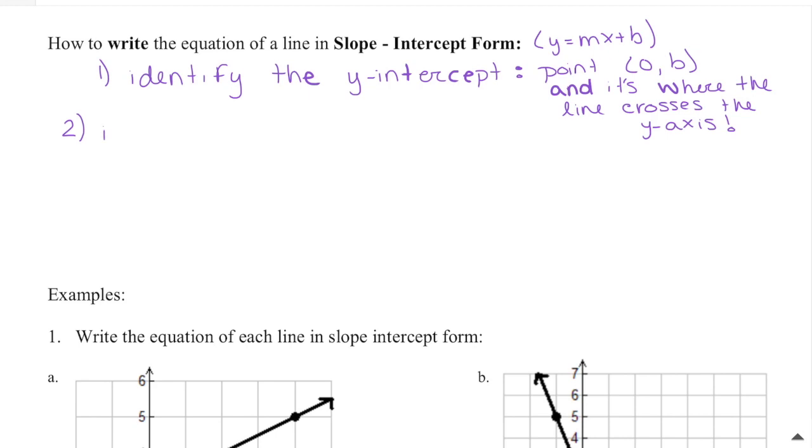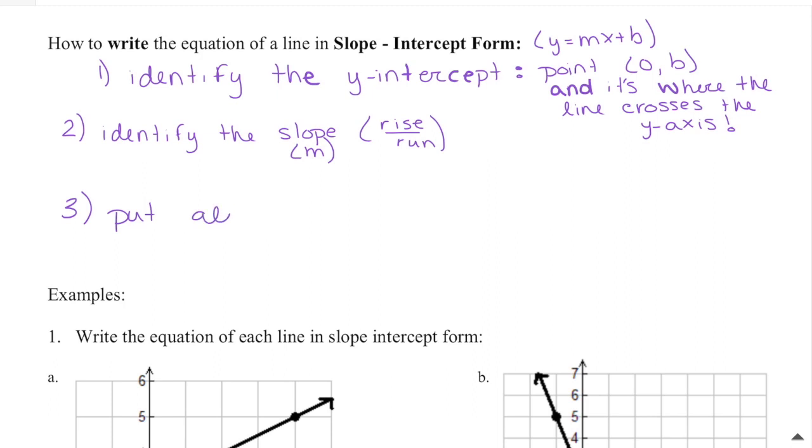The second step would be to identify the slope using rise over run. And remember, the slope is m. The third step would be to put all the info into the equation, which is y equals mx plus b.